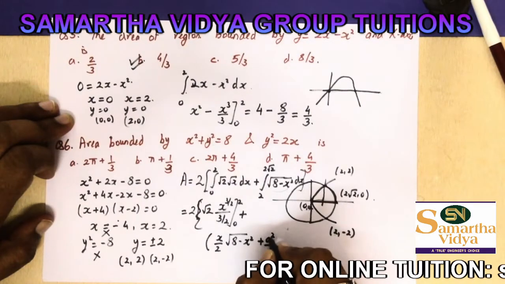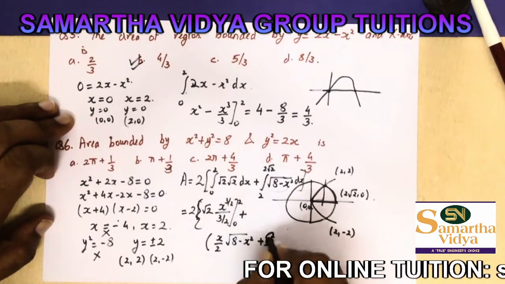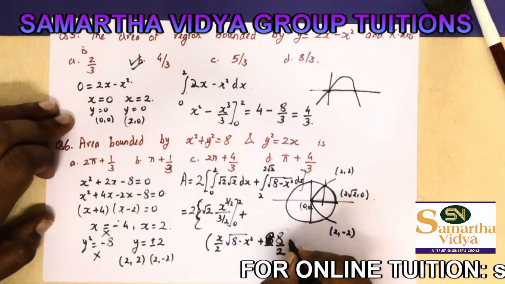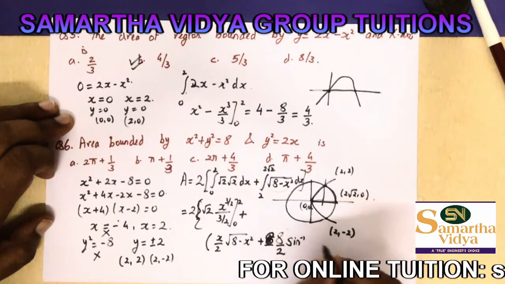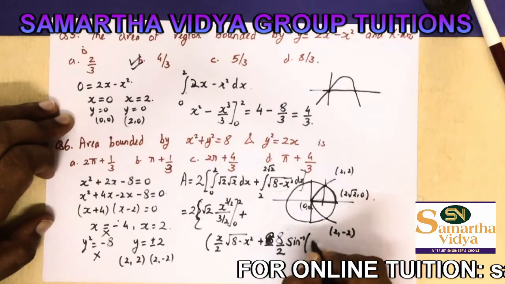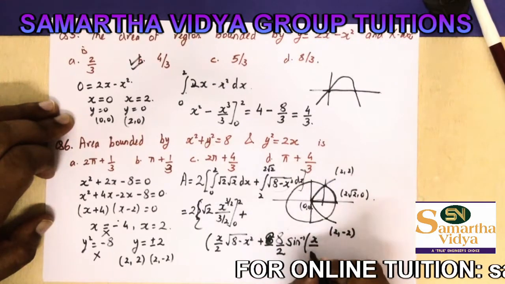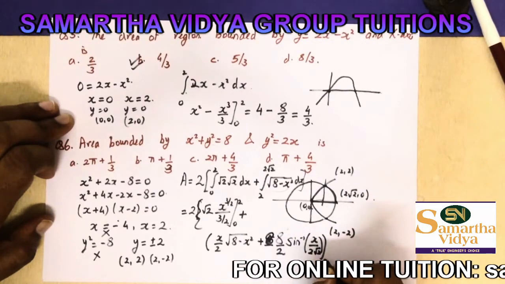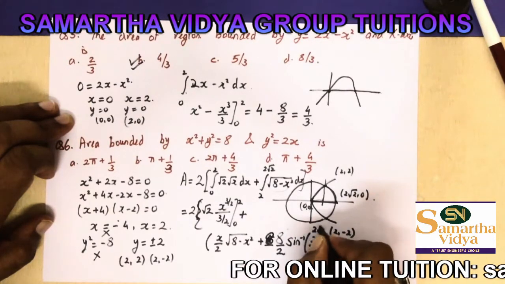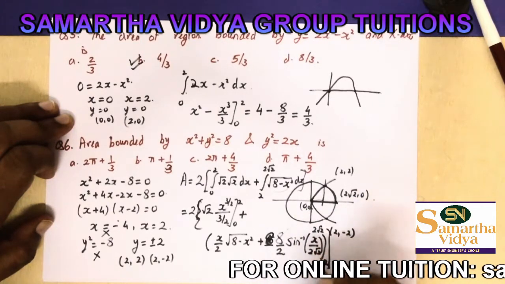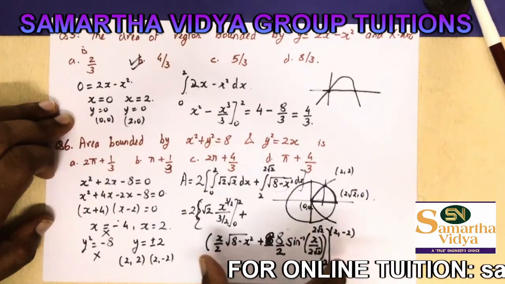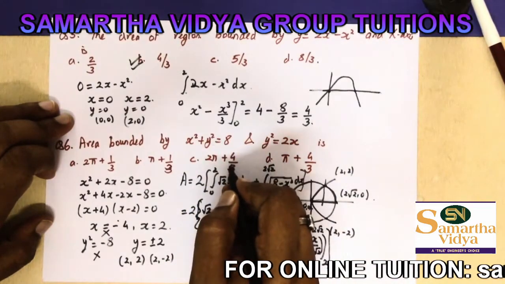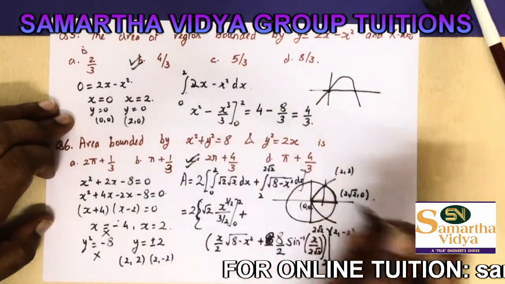So a square is nothing but 8 by 2 into sine inverse of x by a. So x by a is nothing but 2 root 2, and the limit is from 2 to 2 root 2. So if I solve this, I'll be getting the answer as 2 pi plus 4 by 3. So that's nothing but your options.